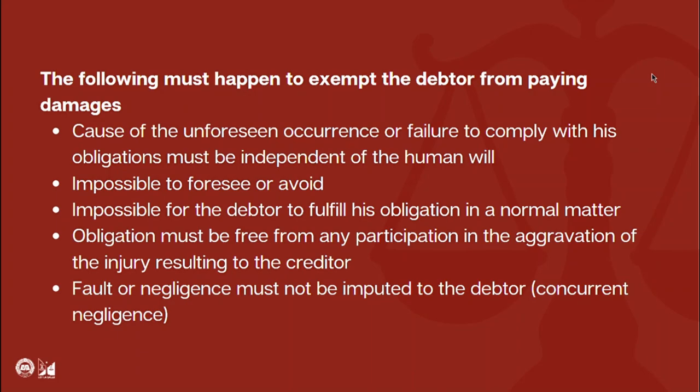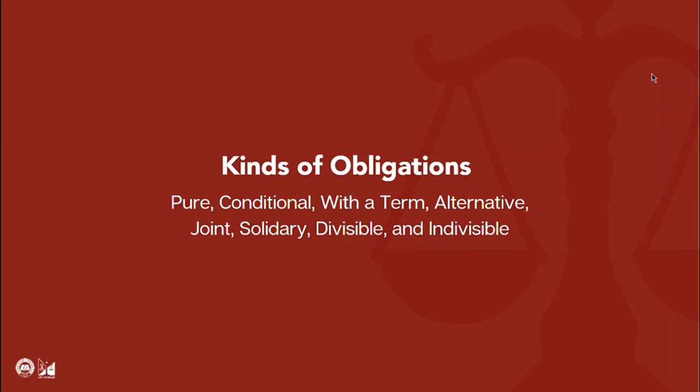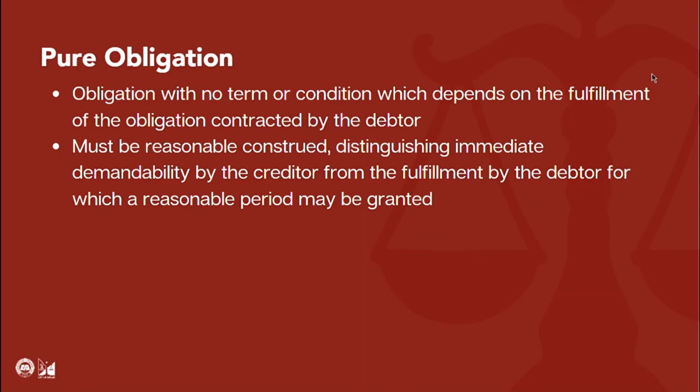The following are the kinds of obligations: pure, conditional, with a term, alternative, joint, solidary, divisible, and indivisible. Under pure obligation, it is with no term or condition, and depends on the fulfillment of the obligation contracted by the debtor. This must be reasonably construed, distinguishing immediate demandability by the creditor from the fulfillment by the debtor, for which a reasonable period may be granted.